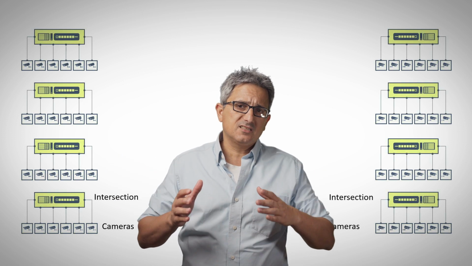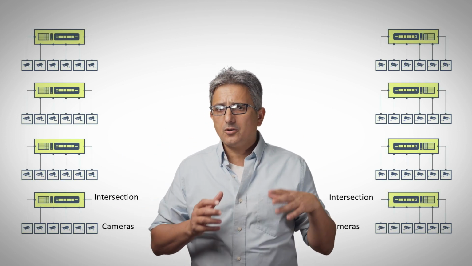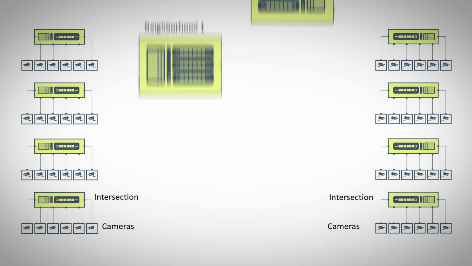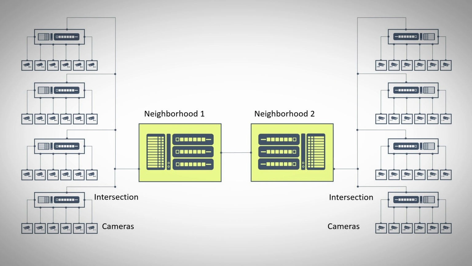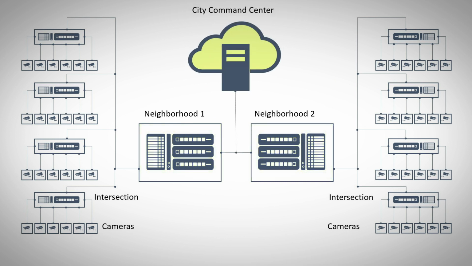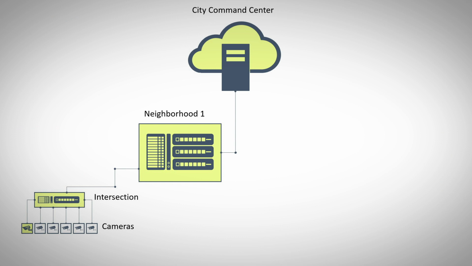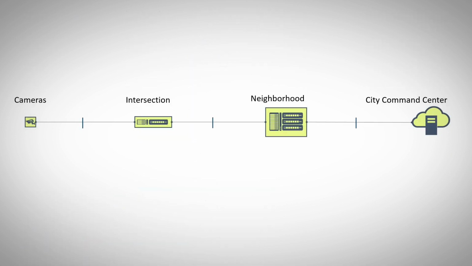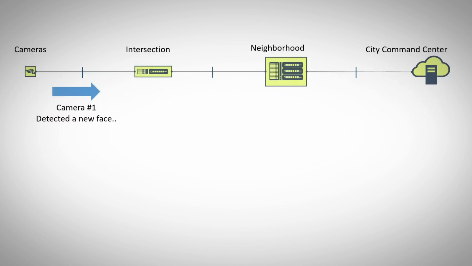So every 6, for example, cameras are connected to an intersection computer or node. And every few intersections are connected to a neighborhood node. And all the neighborhoods are connected to the city main cloud command center. If we look at one branch of the system, we can see the chain of communication. And there is much to communicate.